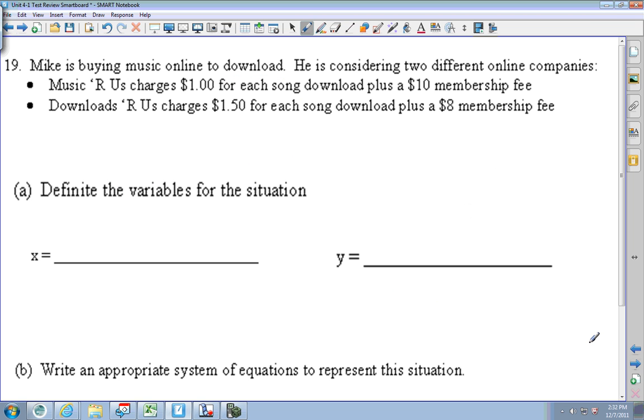Number 19 says Mike is buying music online to download. He is considering 2 different online companies, Music R Us and Downloads. All right, well, what are we looking for? It says that we're going to pay $1 for each song and a $10 membership fee. So x is going to be the number of songs. What's the end result after we decide how many songs we want to download? Well, it's going to be our total cost.